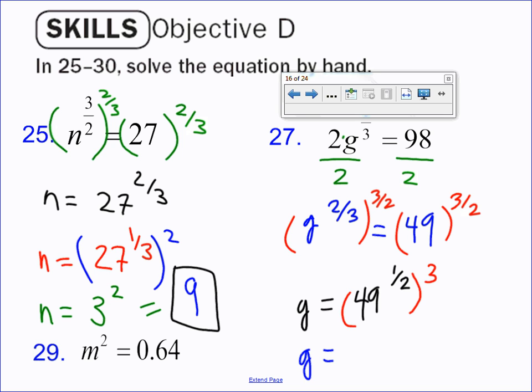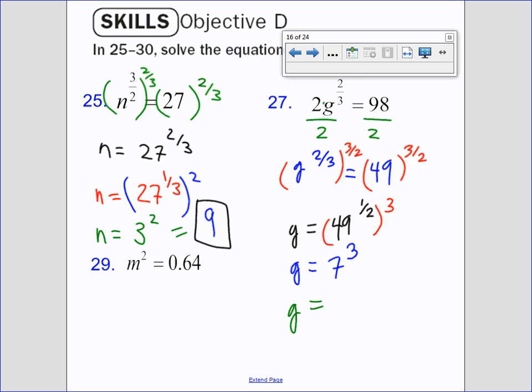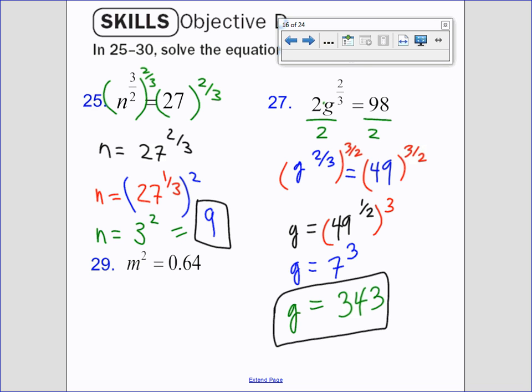So g must equal, what's 49 to the 1/2? Everybody find that. Tyler? 7, thank you. And I still need to cube it. So my final answer is g equals 7 cubed, and that's on my half sheet too. What's 7 cubed? Andrew? 343. Good. 343. Awesome work. We're only going to allow positive base b's, so this is the only result and only solution. Now let's look at number 29.